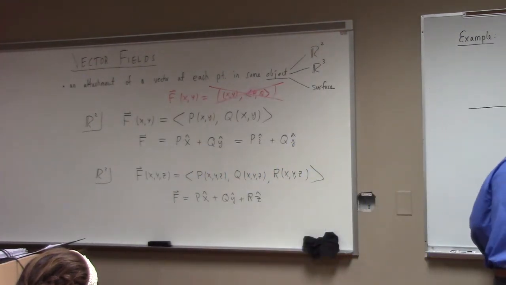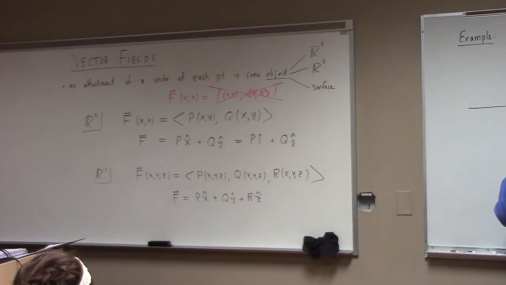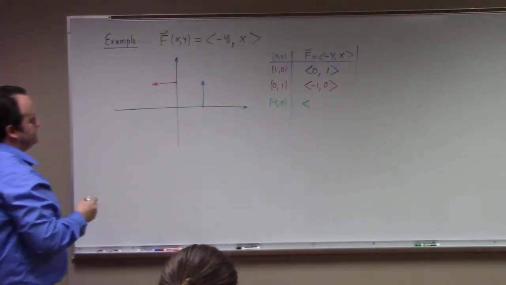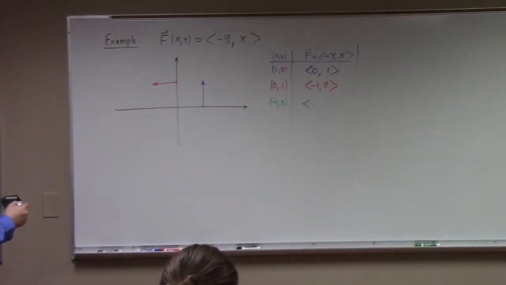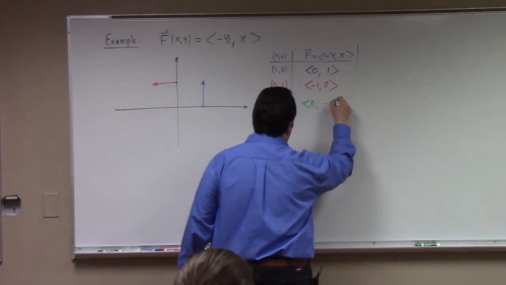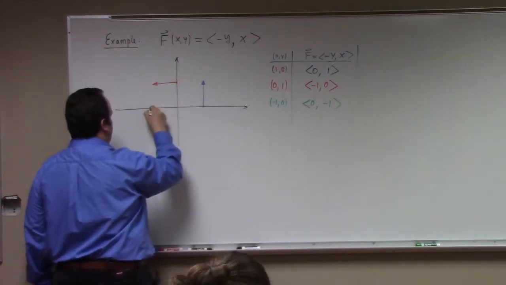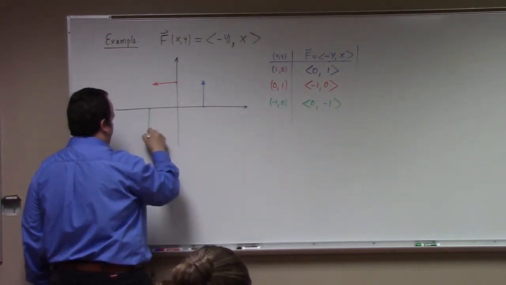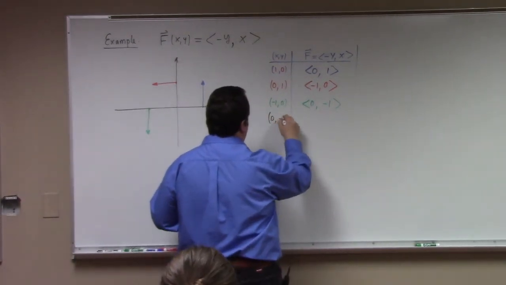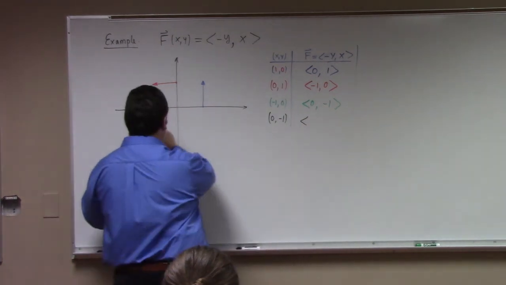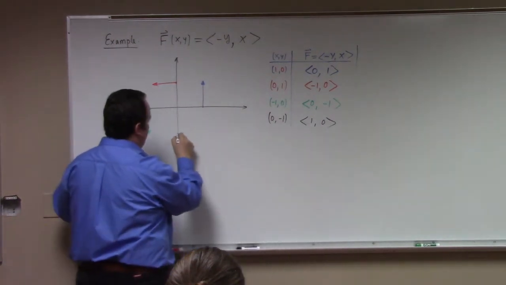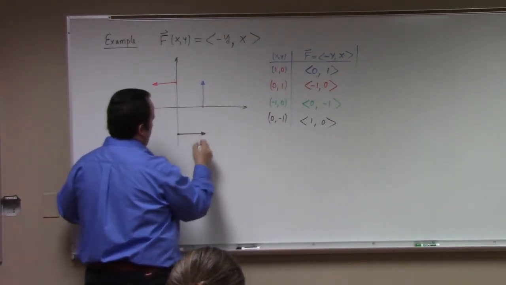Okay, so next point, how about minus 1, 0? What's that give us? Zero, minus 1, all right. So that's like over here. And then finally, how about 0, minus 1? That'd be down here somewhere. What's that give us? It gives us 1, 0, which is like so. All right.